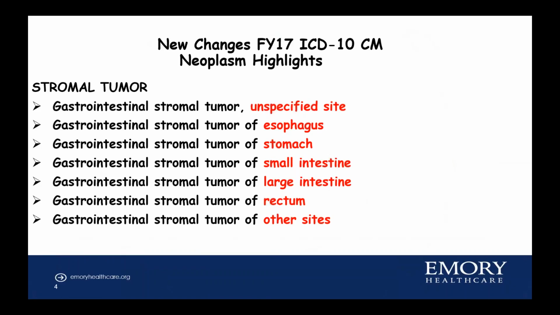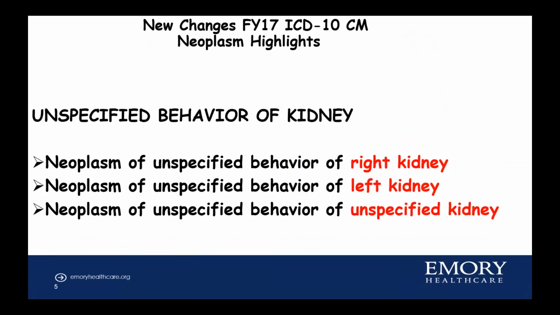The few changes that we have for neoplasm is going to be the stromal tumor. They have it listed by site, as you can see: esophagus, stomach, small intestines, large intestines, rectum, and other sites. There was also a change to unspecified behavior of the kidney. They have added laterality for that.